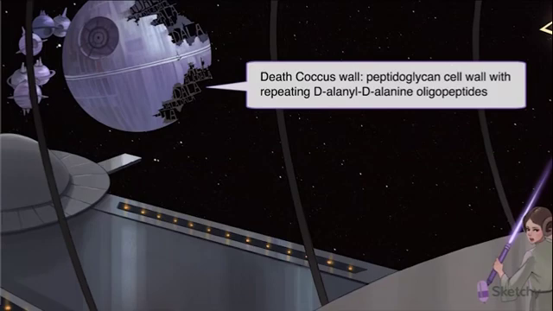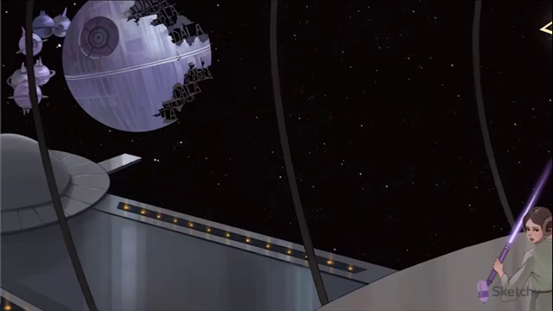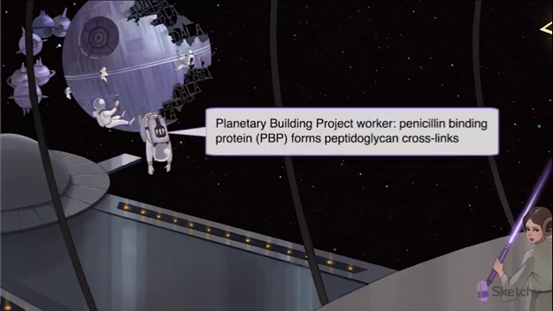Specifically, we're going to highlight the peptide structure that terminates with D-alanyl-D-alanine. Notice the repeating D-ala architectural motif. Penicillin binding proteins, or PBPs, remove the terminal alanine in the process of forming crosslinks between peptides. So PBPs are, in essence, construction workers, represented here by these space workers building the wall of the Death Coccus, part of the planetary building project, of course.